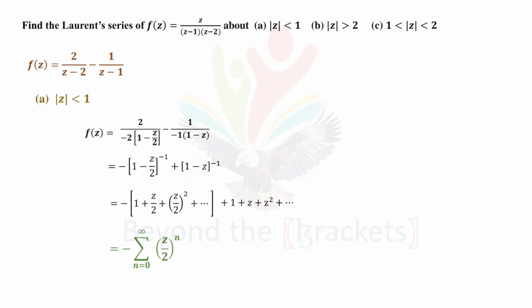In the same way, the second term can be written in the summation form as summation n is from 0 to infinity z power n. So when n is equal to 0, we get 1. When n is equal to 1, we get z. When n is equal to 2, we get z square and so on.